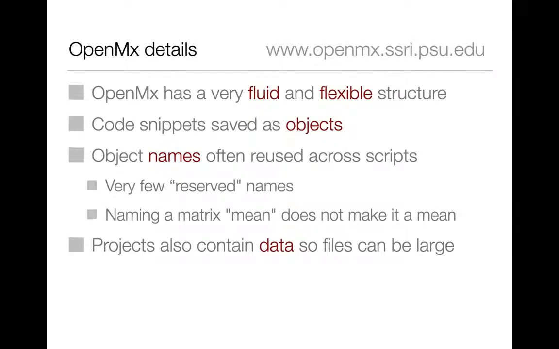Before we get started, a few OpenMx details. Of course, you can find more information on the OpenMx website. It's important to recognize that OpenMx has a very fluid and flexible structure. And the way we like to write scripts is by creating code snippets that are saved as objects. It's important to remember that these objects and the names of these objects are often reused across scripts, but may mean different things. So it's important to keep that in mind.